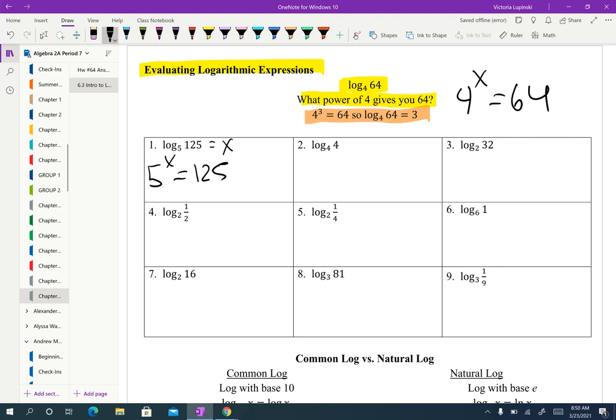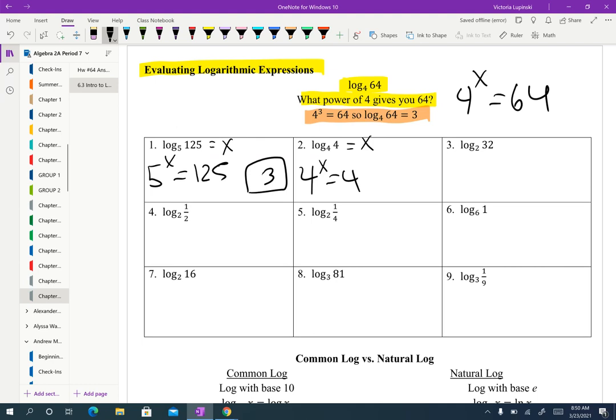So 5 to what power is equal to 125? Hopefully you'd be able to relatively easily find out that that is 3. Take a look here at number 2. Again, log base 4 of 4. You're essentially saying to yourself, okay, that's equal to something x. And then the question that you're answering is 4 to what power is equal to 4?